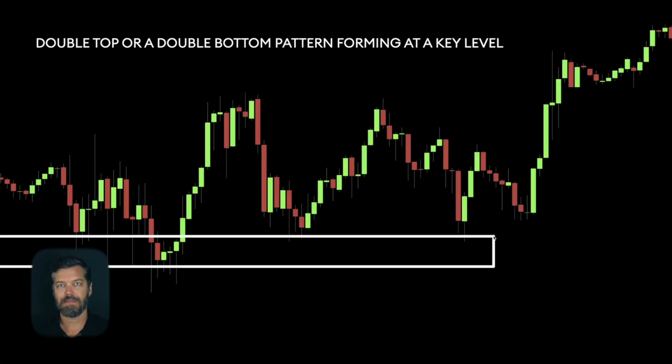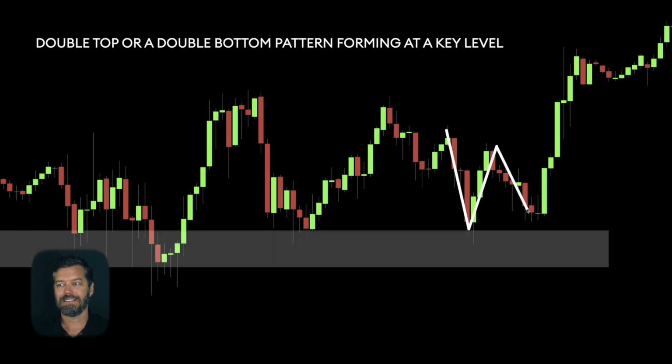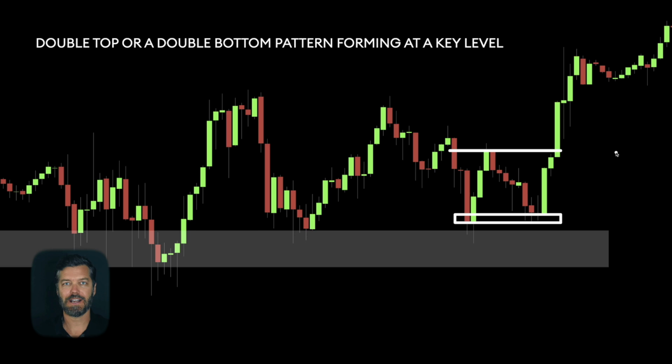Next, let's explore the second variation, which involves identifying a double top or double bottom pattern at a key level. You need to identify a key level, which can be done by spotting reversal points. As the price comes back down, it forms a double bottom pattern right at this key support level. To confirm the reversal, you place the neckline at the recent swing high. Once the price breaks through that neckline and makes a higher high, the trend changes from a downtrend to an uptrend, and you can enter a long position, typically on a lower time frame.